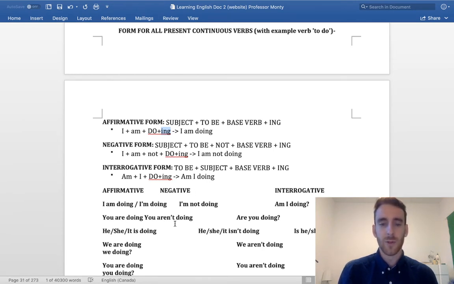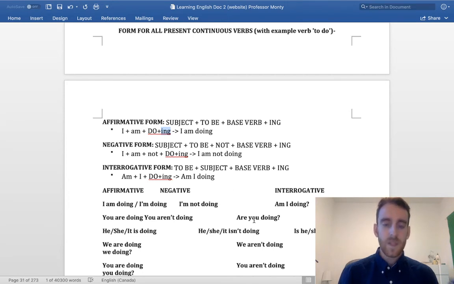You are doing. You aren't. Yeah, we'll do the negative now. So the negative form is subject, to be, not, base verb ing. Very easy. I am not, right? Subject I, to be am, not, do is your verb, and ing. I am not doing. I am not doing that. Okay. Or I'm not doing that.